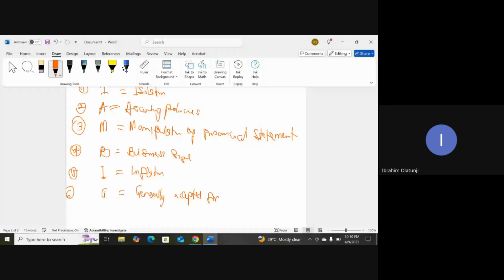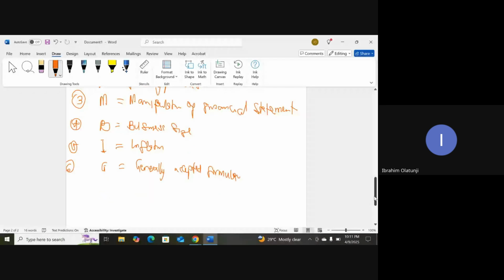Generally accepted formula. So there's no standard. When we say generally accepted formula, there's no single generally acceptable formula for the expression of some key ratios, such as return on capital employed, profit margin, etc. So this can also cause a limitation of ratio analysis.